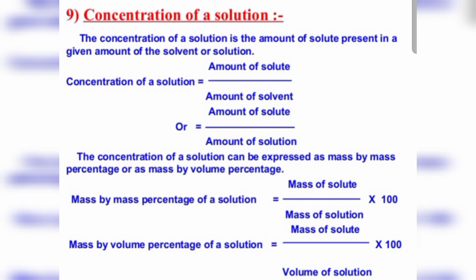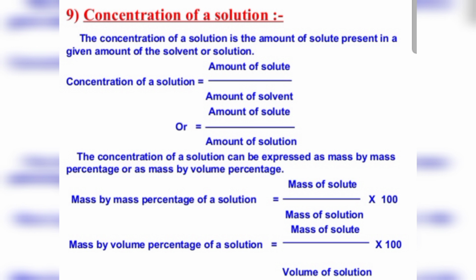For example, I want to give you a simple example here. Suppose a solution is made by dissolving 50 gram of glucose in 250 gram of water. Now calculate the concentration of this solution in mass percentage. So students, first we have to write down the given quantities. What is given? 50 gram of glucose, that means it is present in a lesser amount.